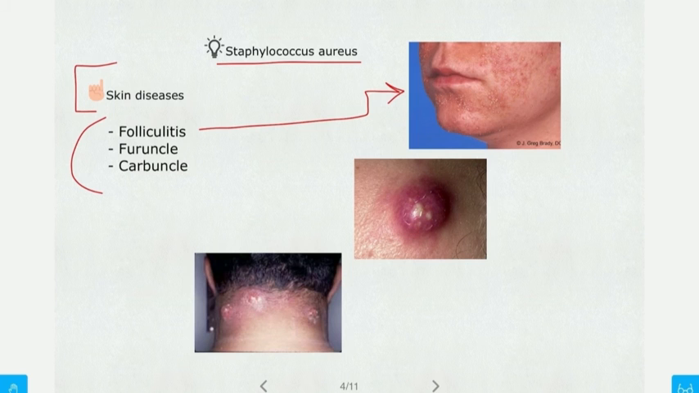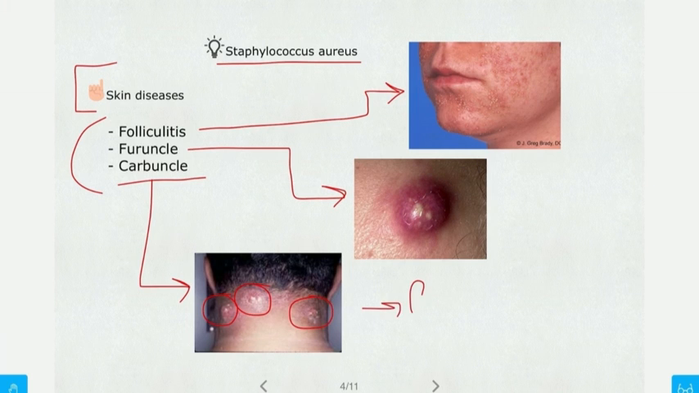The second type is the furuncle, and as you can see here, it's a deep-seated infection of a hair follicle. And the last one, which is the more serious one, is the carbuncle, and as you can see, it is a deep-seated infection of several different hair follicles, and it usually does present with generic symptoms such as fever, fatigue, and malaise.